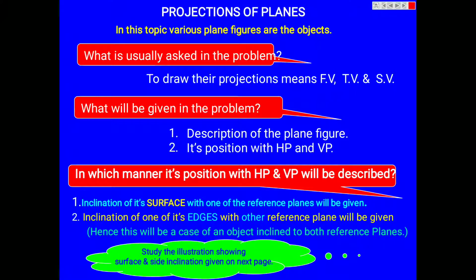Inclination of its surface with one of the reference planes will be given, and inclination of one of its edges with the other reference plane will be given. Hence this will be a case of an object inclined to both reference planes. There are some illustrations showing the surface and side inclination given on the next pages. There are very beautiful illustrations with all the solved example problems which are given to you. We'll just see them one by one.